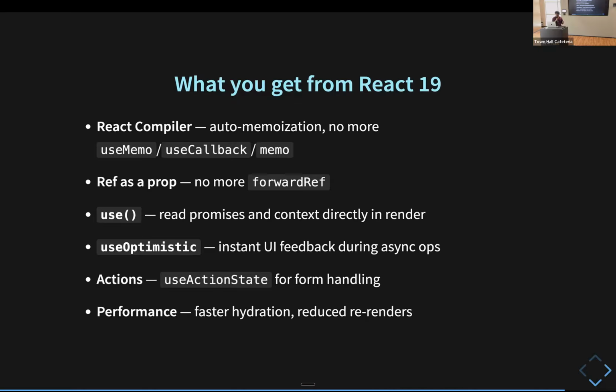How you write or pass ref code is now completely changed. There is no need to use forwardRef anymore. You can just pass ref as a prop, like any other prop, right? And there is the use hook and a couple of other hooks around UI optimizations. So this would help you build a very performant app.